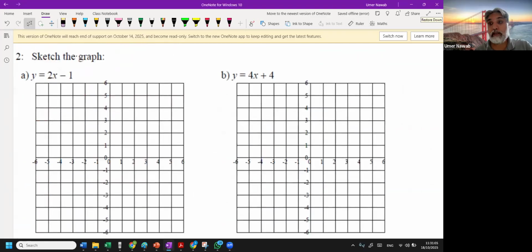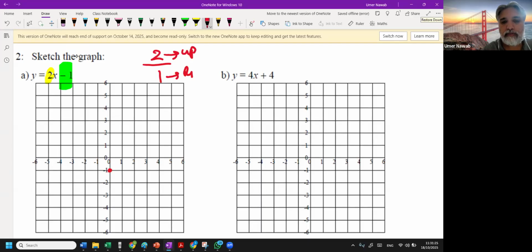Now, y is equal to 2x minus 1. It is not horizontal. It is not vertical. Rather, it is a slanted line. So slanted line means what is the y-intercept given to me? -1. So I should stand on -1. Okay, I'm standing here. How to move? What is my gradient? My gradient is 2. 2 means 2 over 1. 2 over 1 means what? 2 up and 1 right.